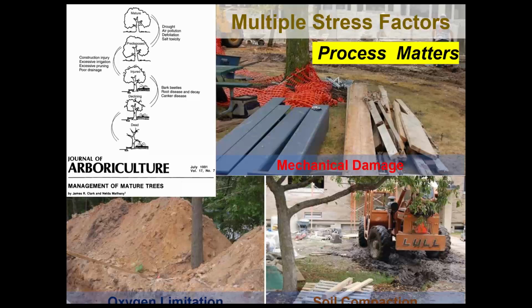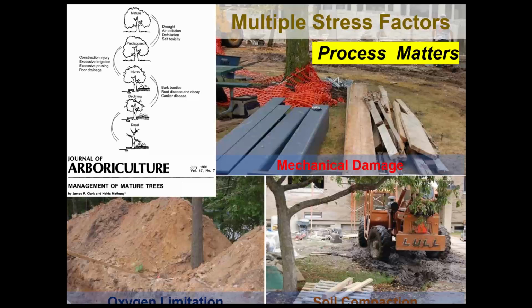The other thing is process matters. That's another theme you'll be hearing today. For example, if you look at trees and construction, there are a lot of reasons and explanations of why trees fail after a construction process, and usually it's not just one factor. Often it's multiple stress events, where it could be piles of soil, where you get oxygen deprivation, or maybe mechanical damage to stems, soil compaction, just a slew of potential things.